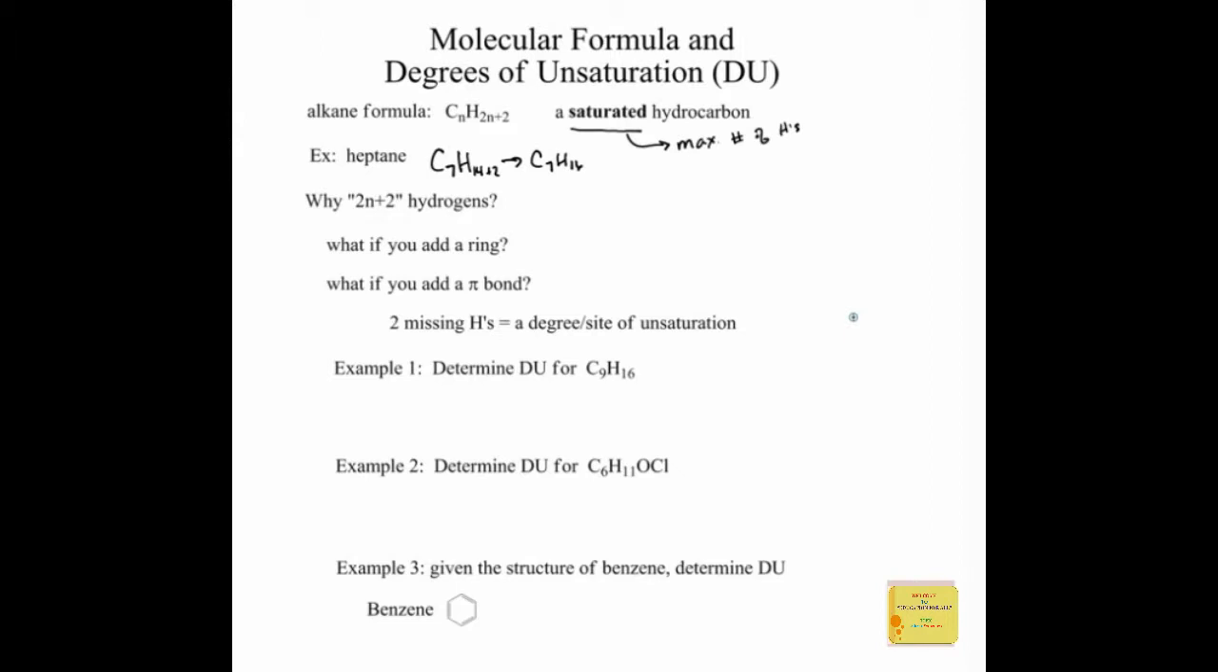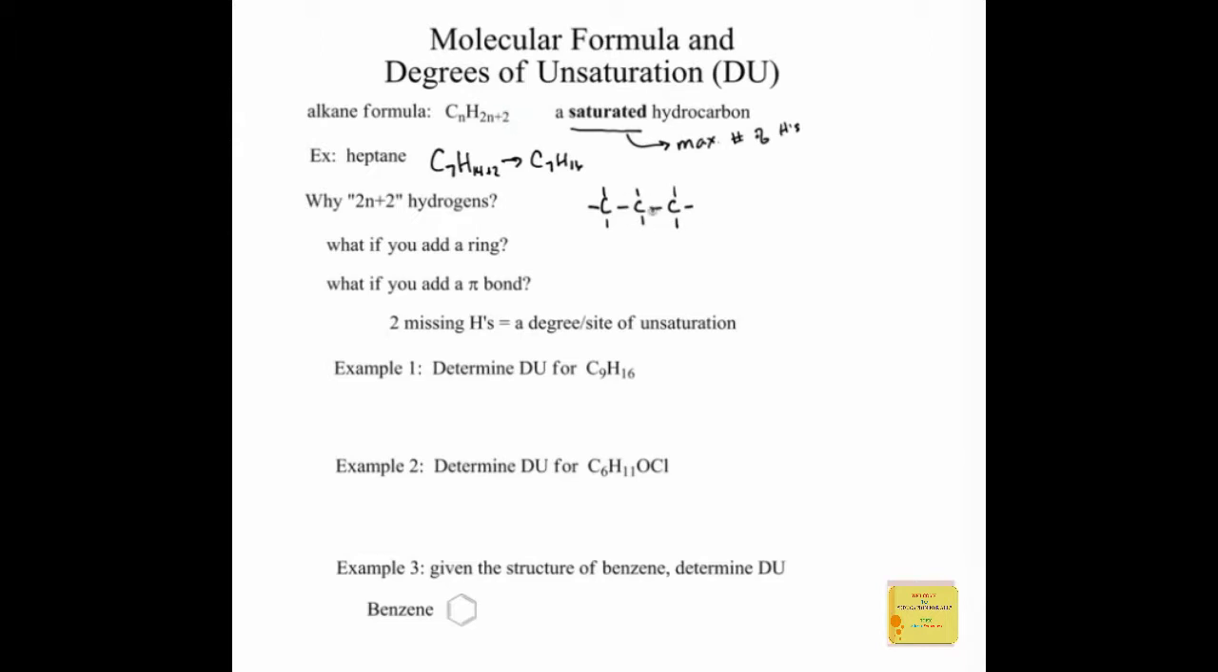Okay, why does it always end up being 2N plus 2? Well, let's take a look at just a regular carbon chain, and let's think about how many hydrogens this carbon chain is going to require. We know that a carbon's going to want 4 bonds. So every one of these carbons has 2 hydrogens. So you'll see that we always have twice the number of hydrogens as we do carbons. But this structure isn't complete, is it? At the end, we need to cap it off with a hydrogen on each end, and that's where we get our plus 2. 2N plus 2.